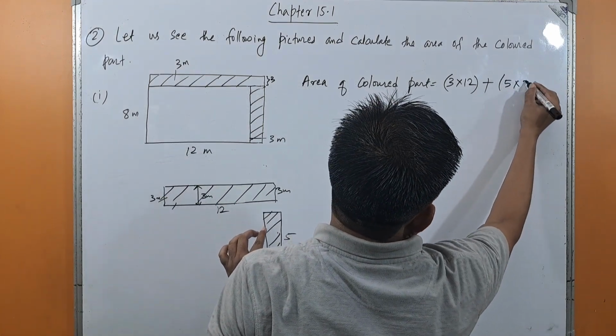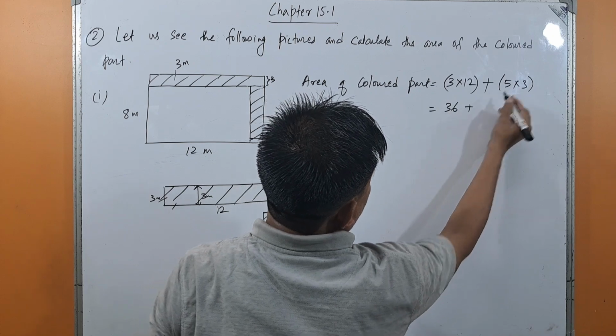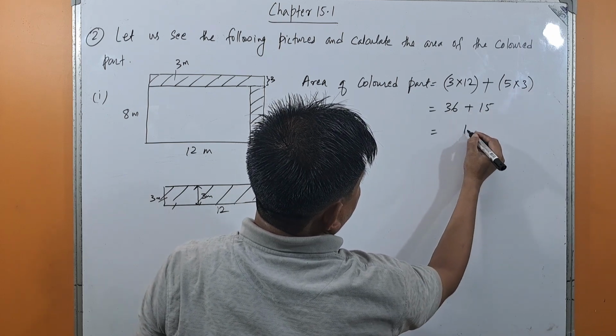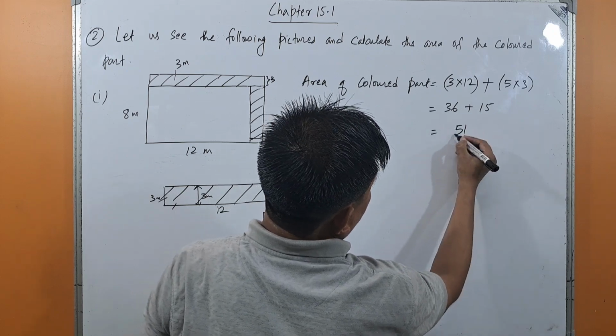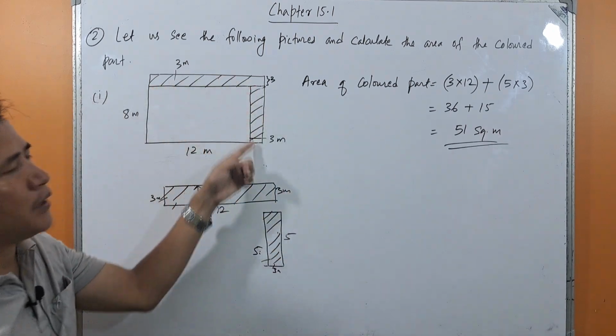5 into 3. 3 12s are 36 plus 5 3s are 15. 6 plus 5 is 11. 1 in hand. 3 plus 1 is 4 plus 1 is 5 square meters. Okay, so this is the area of this colored part.